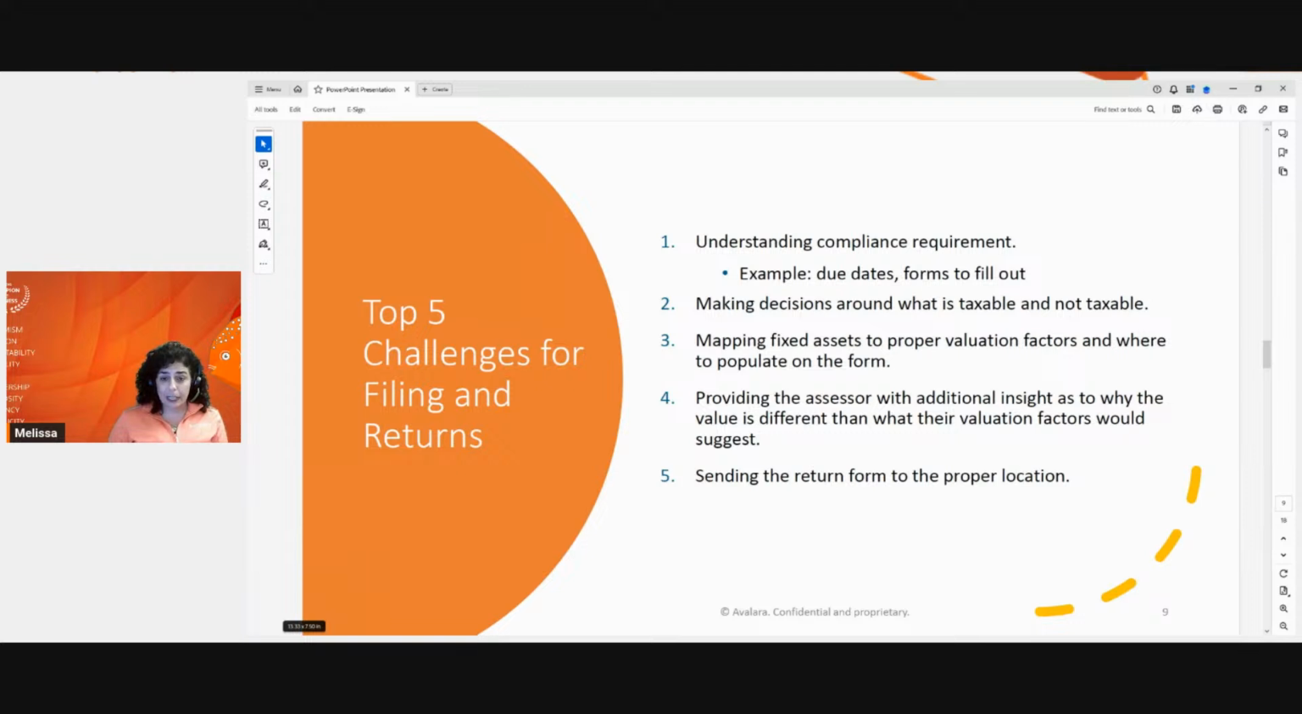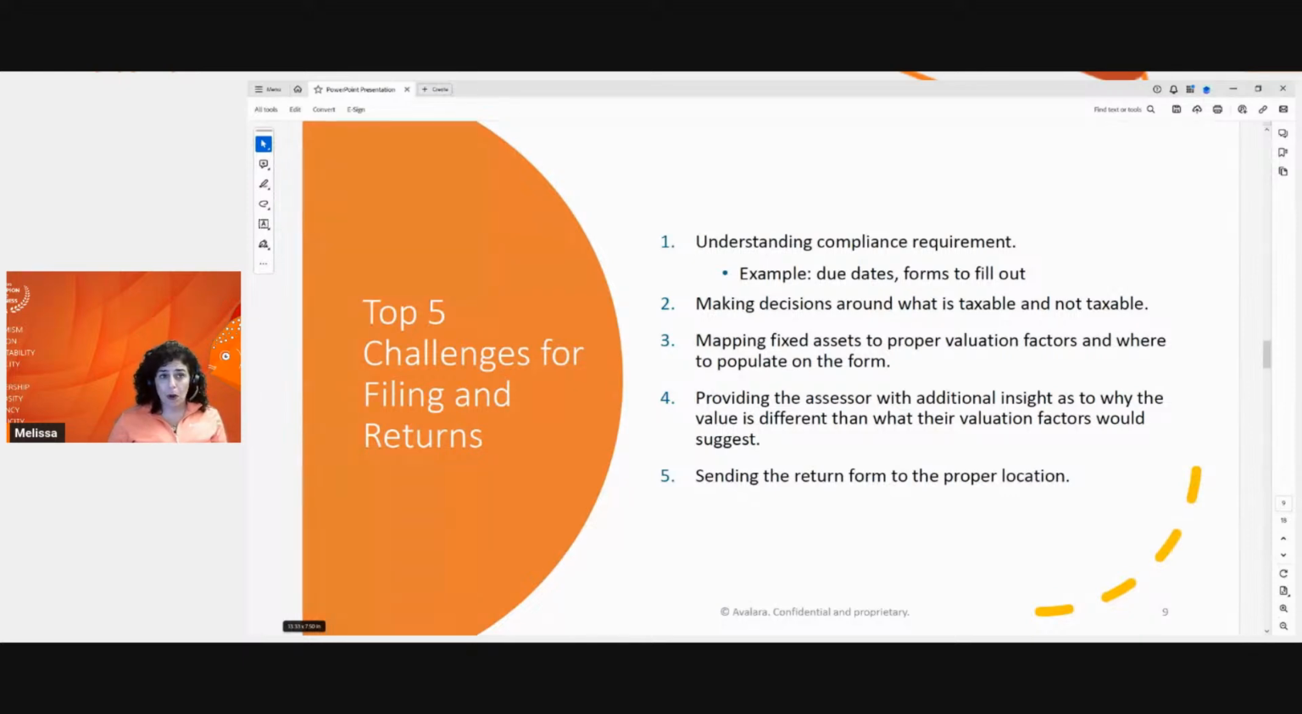Fixed assets on each form get mapped to specific schedules, and there are valuation factors that are appropriate for those schedules. So when you're looking at machinery and equipment versus computers, machinery and equipment typically has a longer life than computers. So making sure that you're valuing those assets correctly so that they depreciate appropriately.